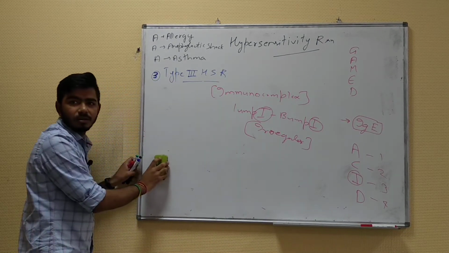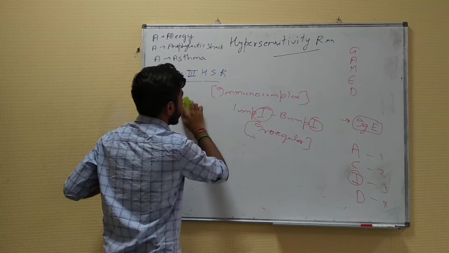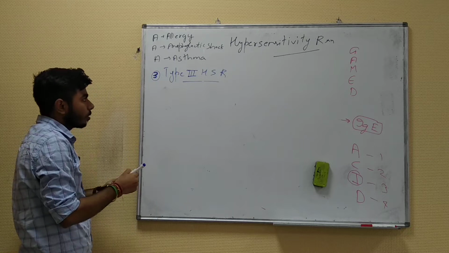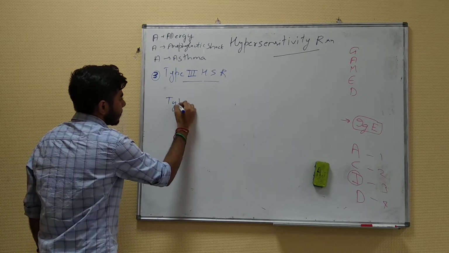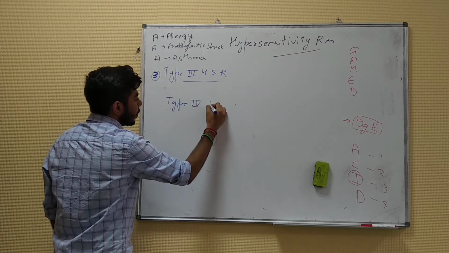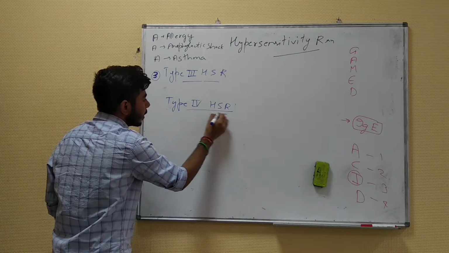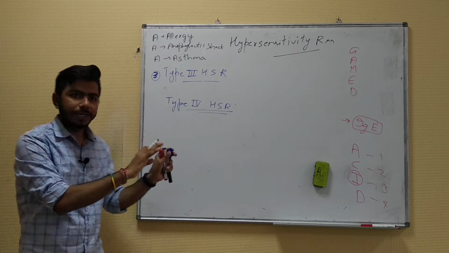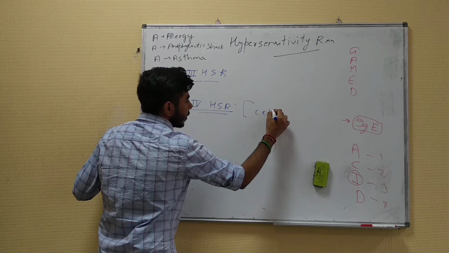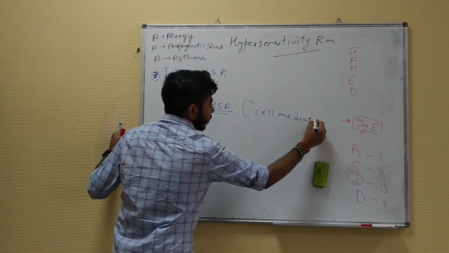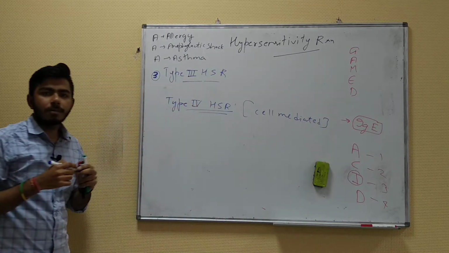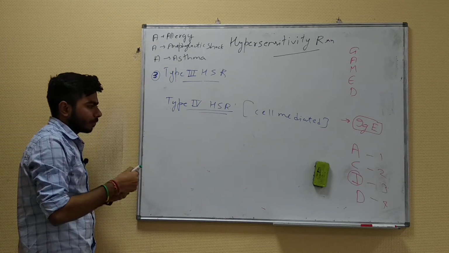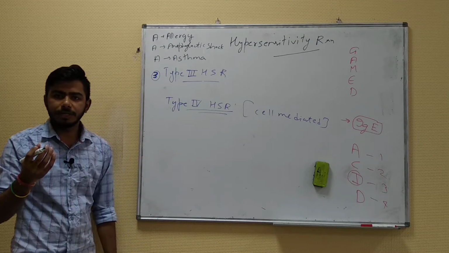So everybody is clear till now? So now let's talk about type 4 hypersensitivity. Now remember, type 4 hypersensitivity reaction is not taking the help of any kind of antibody. There is no involvement of antibody. This is cell mediated. These are the cell mediated hypersensitivity reactions. Okay, fine. Now what will be happening? As I said, these are cell mediated.